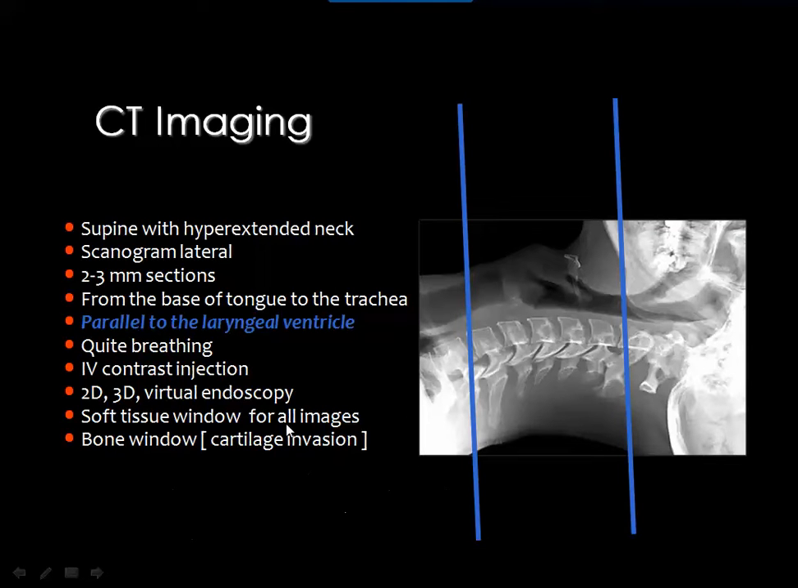And sometimes we need to inject intravenous contrast media, and after scanning we may have the 2D images, which are extremely valuable, especially the coronal ones, in evaluation of the glottic area, as I will mention. Then we use the soft tissue window for early images, and sometimes we use the bone window images if we feel that there is abnormality in the laryngeal cartilage or in the cervical spine.